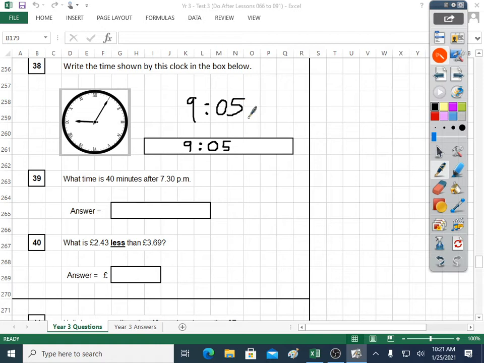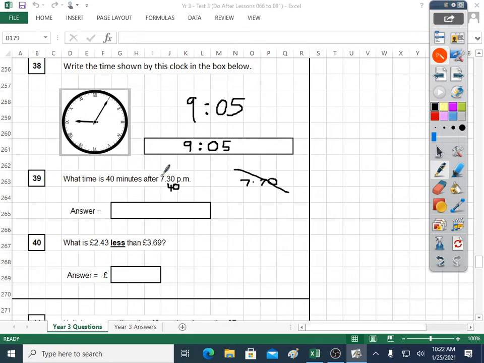Question 39. What time is 40 minutes after 7:30 PM? Now, if you did add 40 minutes to that, you would get 770, wouldn't you? Now, 770 is not a time because time's not out of 100, it's out of 60. So this is quite tricky.